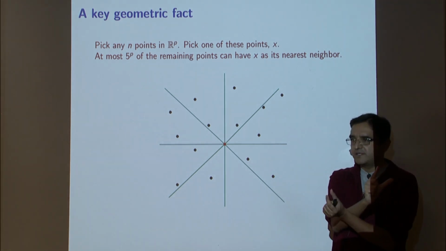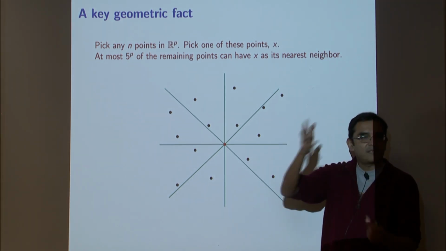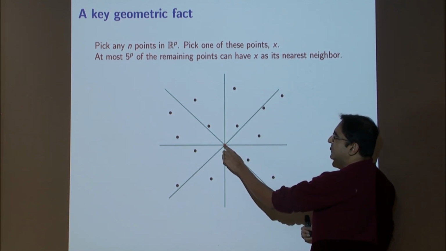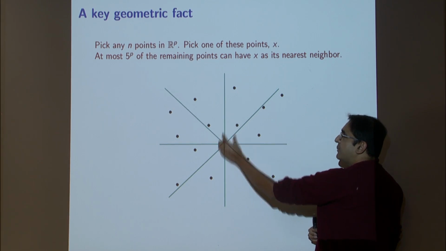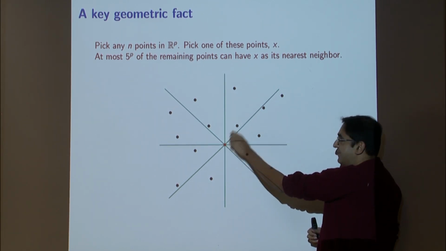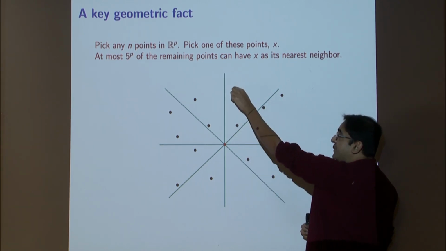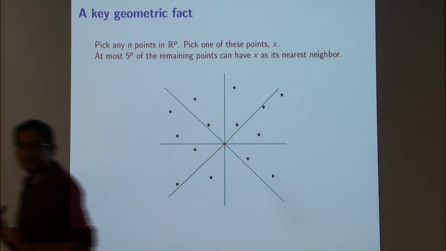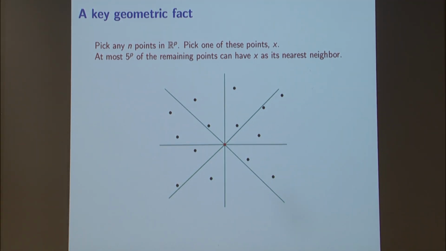Since each cone has a constant angle, the number of cones you need is some constant to the dimension. And the cones themselves are so narrow that within each cone, only one of the points in that cone can have this closest point as its nearest neighbor. The next point in the cone will have another point in the cone as a closer neighbor. So that was the argument. Does this make sense? That's what enabled the generalization from continuous to arbitrary. This was what Stone's argument was based on.